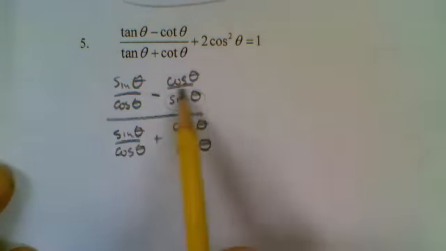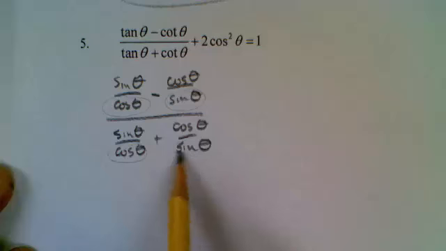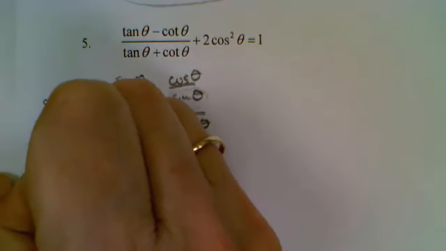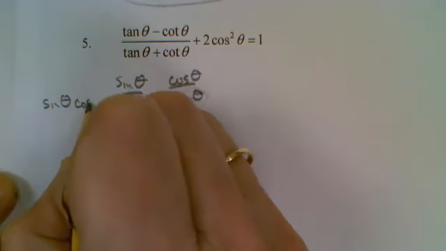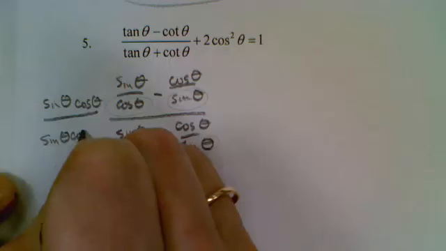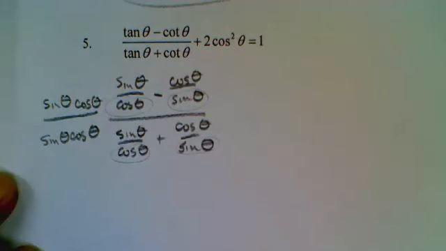So we look at all our denominators. We have a sine and we have a cosine. So that's what we have to multiply by. Sine theta, cosine theta, over itself. So that's what you need to multiply by to get rid of that.